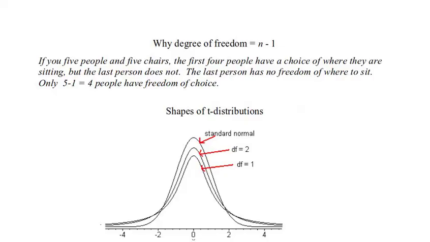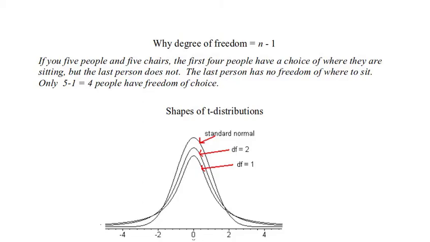The degrees of freedom is another way that a student t-distribution takes into consideration the fact that there's two sources of variation in a t-distribution. So a degree of freedom can be thought of in the same way as people in chairs. If you have 5 people and 5 chairs, the first 4 people all have a choice of where they are going to sit, but the last person does not. There's only one seat left for that person. The last person has no freedom of where to sit, so only 4 people out of the 5 have freedom of choice. So our degree of freedom is n minus 1.